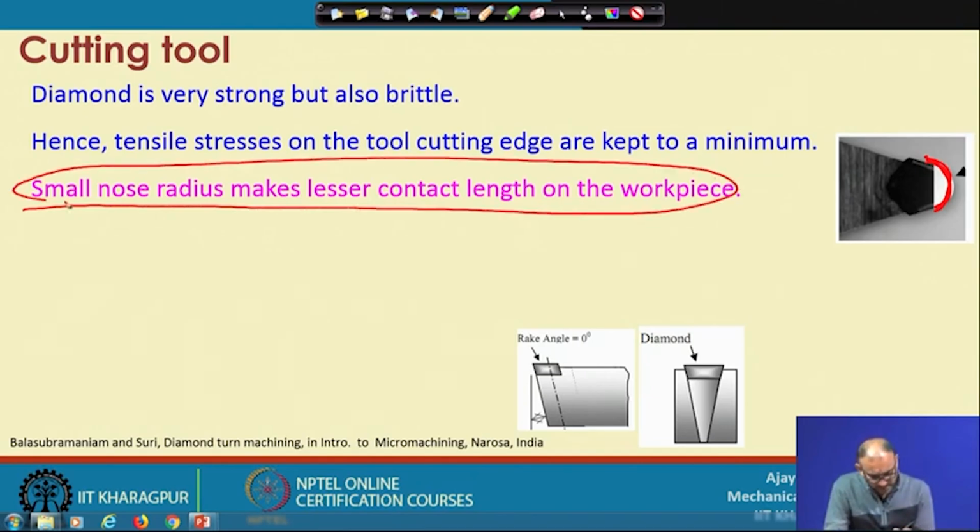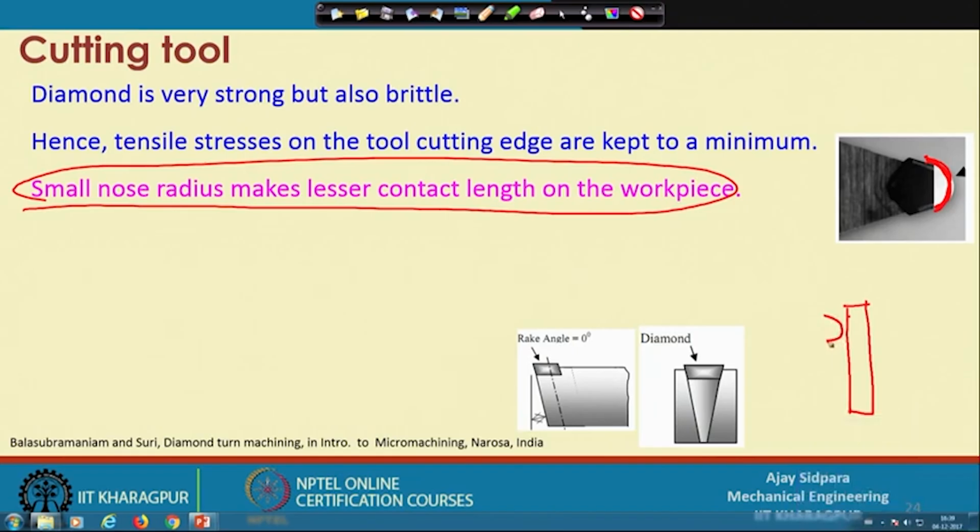Suppose this is our workpiece, and we have two tools: one with a nose radius like this, and the second with a nose radius of this much. Now you penetrate the tool into the workpiece. Let us draw one line here; this is the line where our workpiece is located. Now, the smaller tool makes lesser contact. See, our contact area is only this much for the small nose radius, but for the large nose radius our contact area is more.